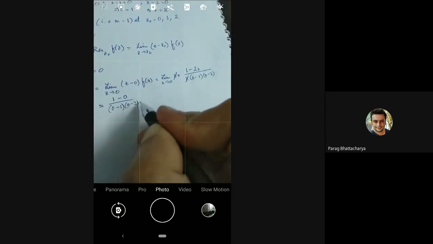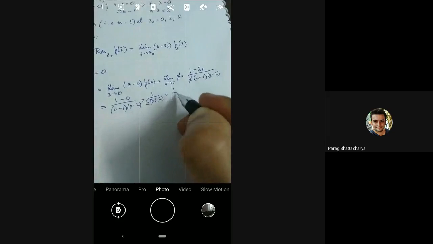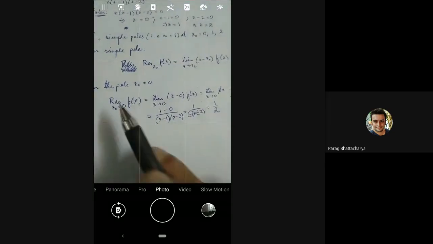And then over here, this z and this z will get cancelled out. So what is left behind is, now you can just substitute 0 here, because earlier this would have given problems. Now you can substitute 0 everywhere, and this is going to give us 1 minus 0 divided by 0 minus 1, 0 minus 2. So this is going to give us 1 divided by minus 1 into minus 2, which is 1 by 2. So 1 by 2 is the residue corresponding to z naught equal to 0.